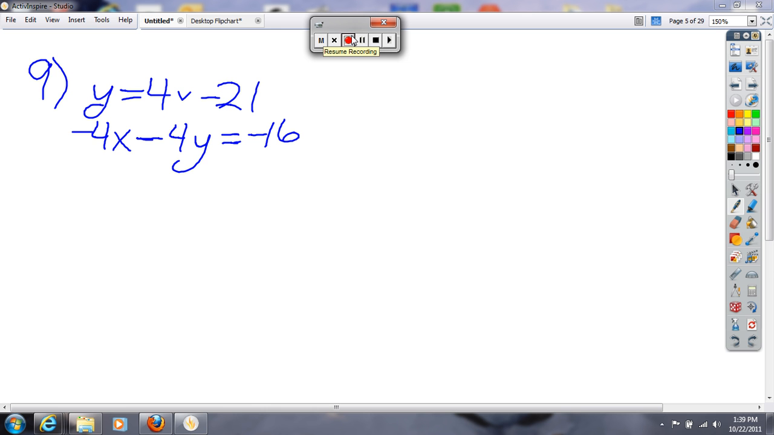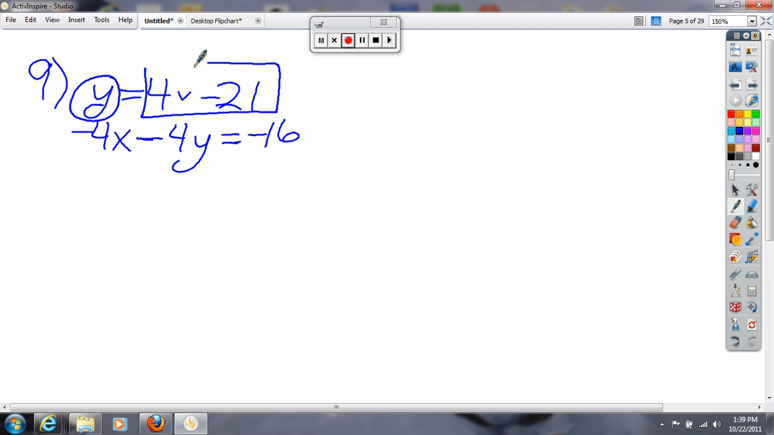Okay, now I'm ready to start. We're going to start on number 9. We've done the other 8, and I'll try to do all this in one set. Number 9 is substitution. On substitution, we need a number by itself, a letter by itself. The letter that's by itself is this y right here, and that y is equal to 4v minus 21.